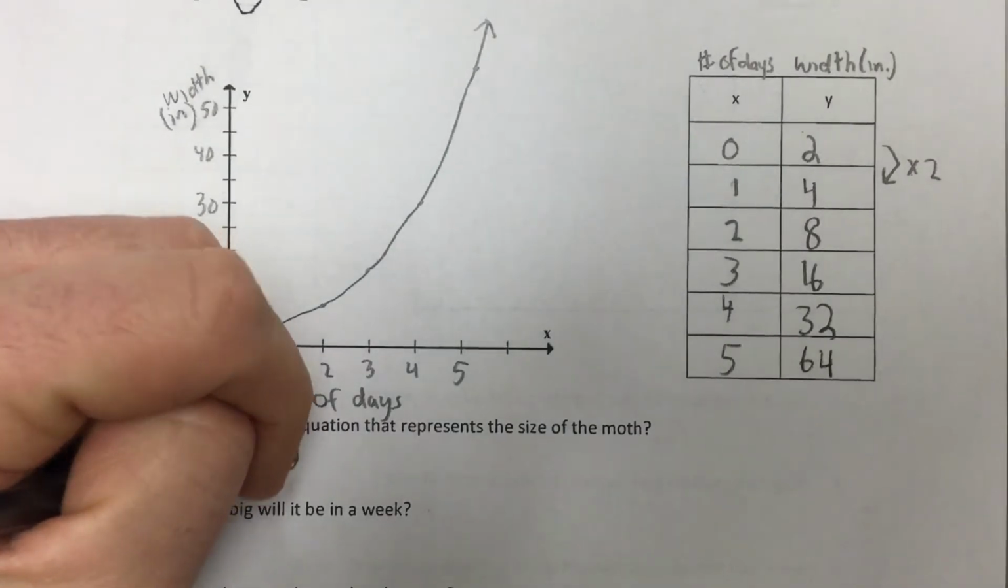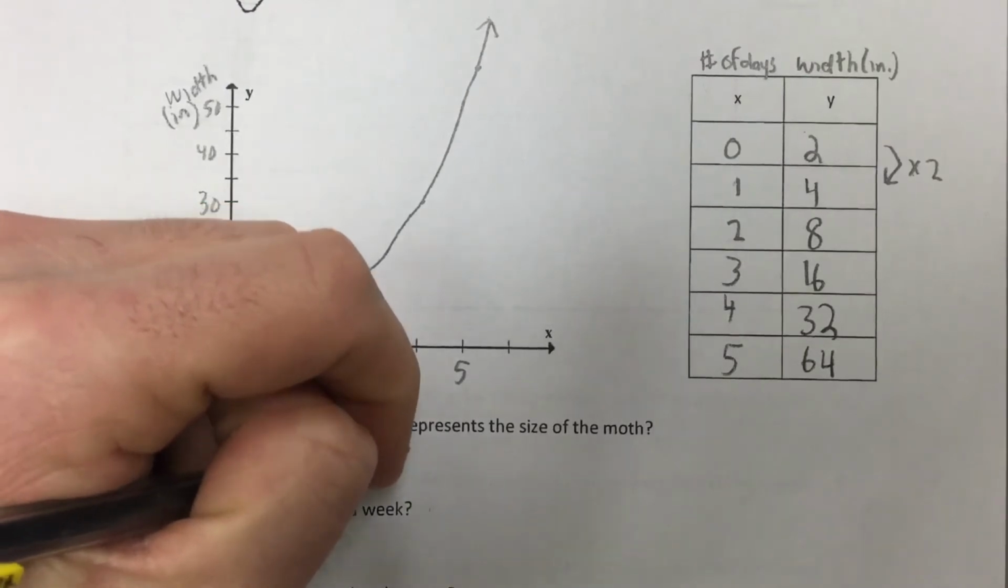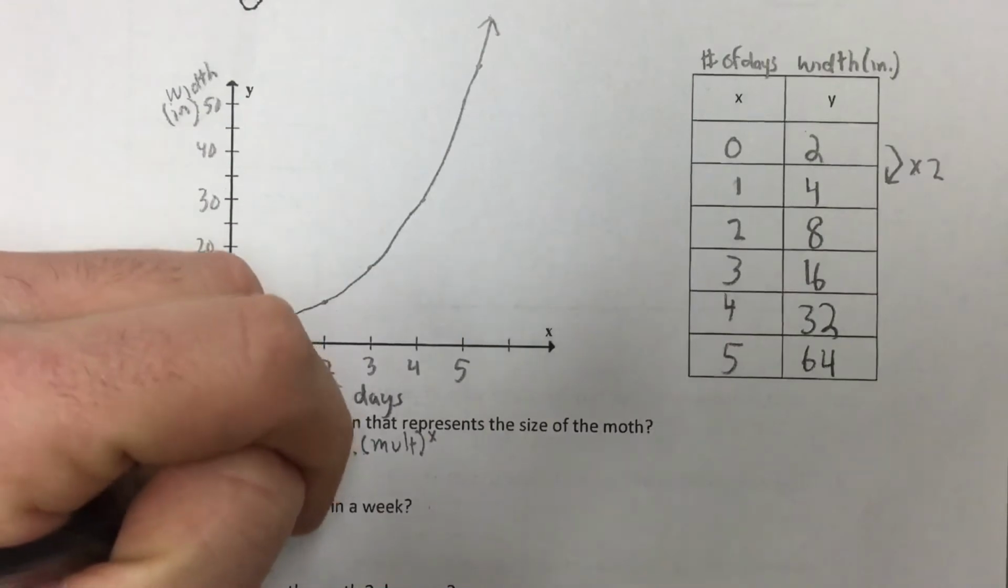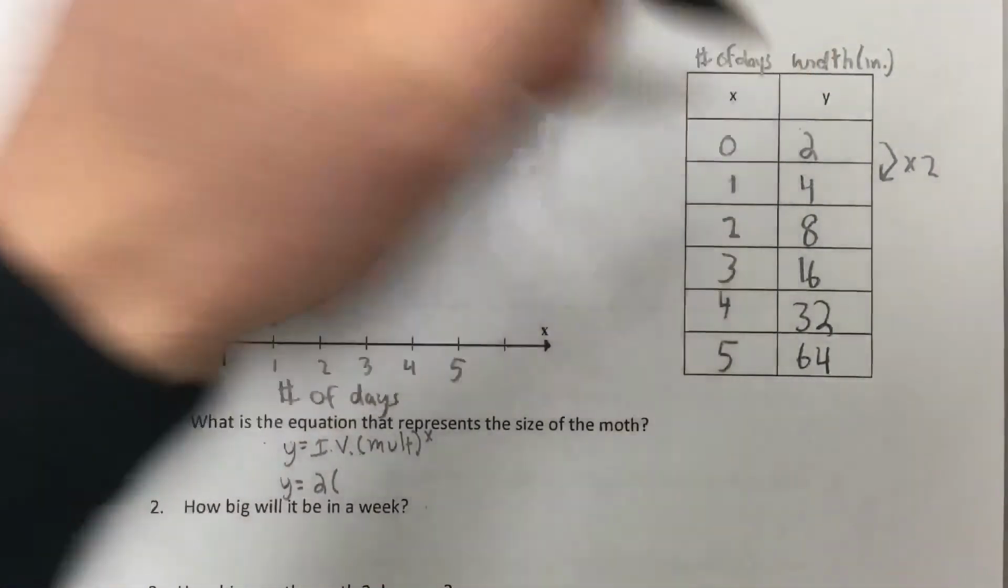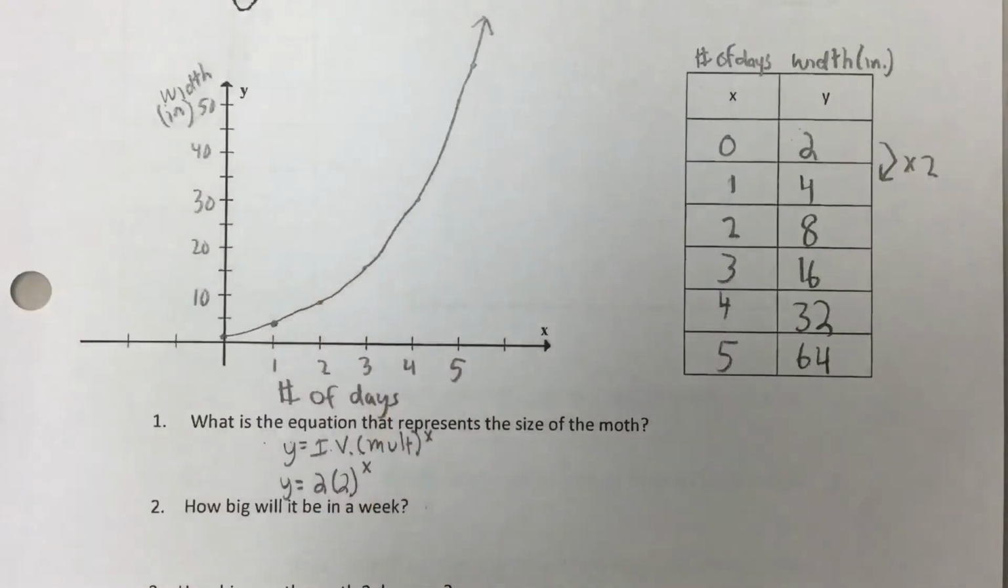All right, so what is the equation that represents the size of this moth? Since we're multiplying by 2, again, we're using the exponential equation, initial value times your multiplier to the x. Our initial value is 2, because that's what's next to the 0. Our multiplier is 2, because that's what we're multiplying by, and that's to the x power.